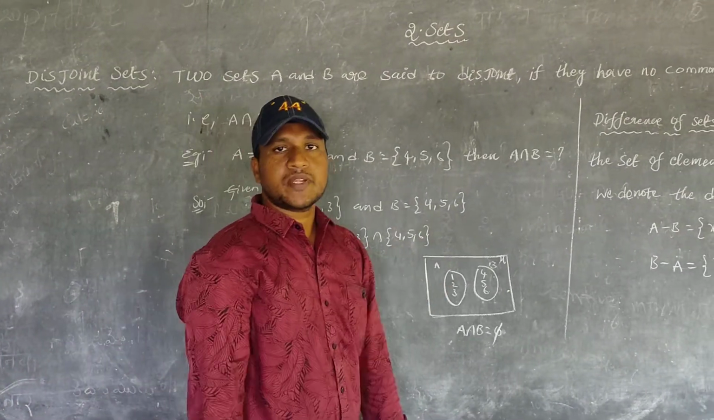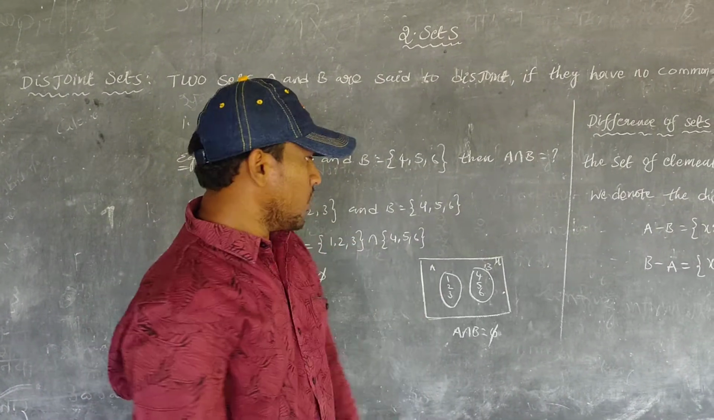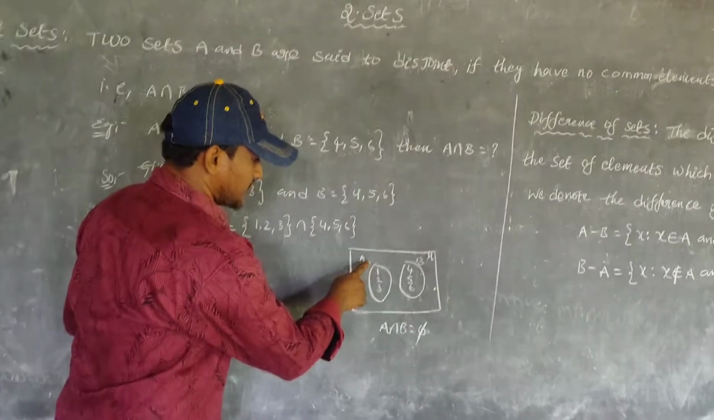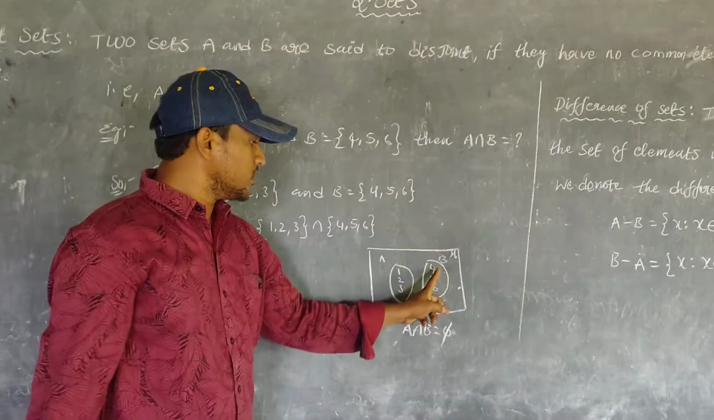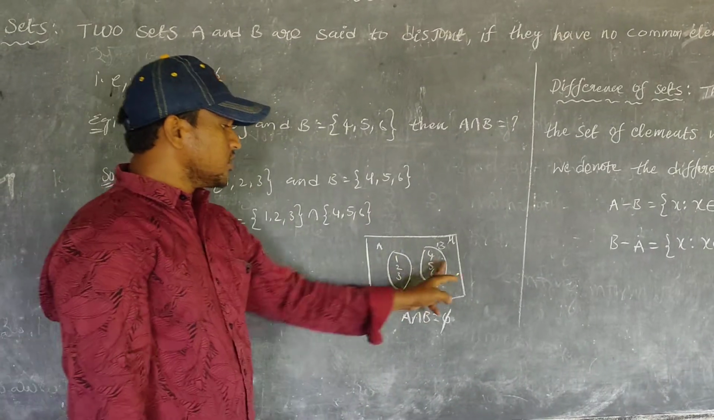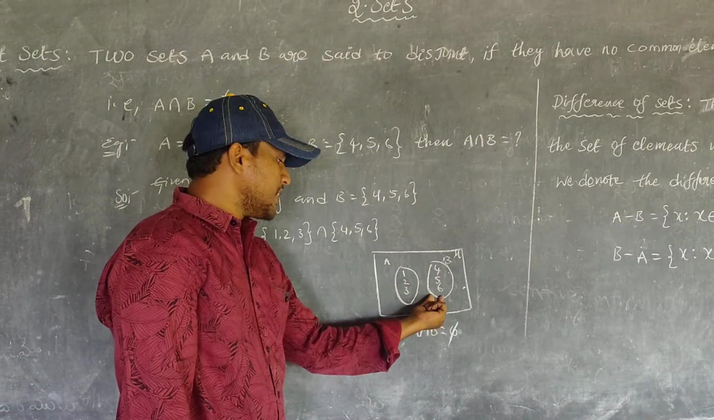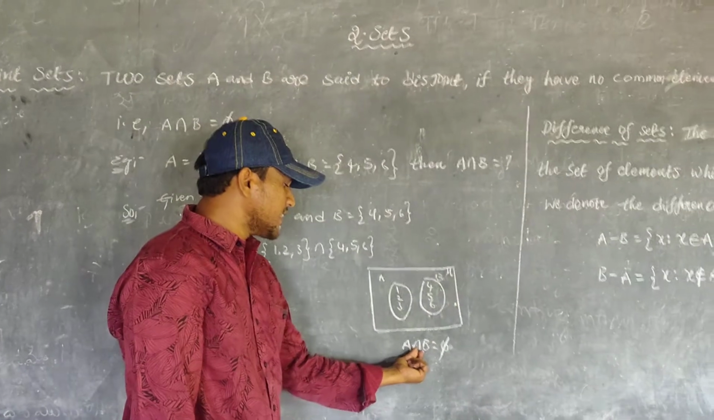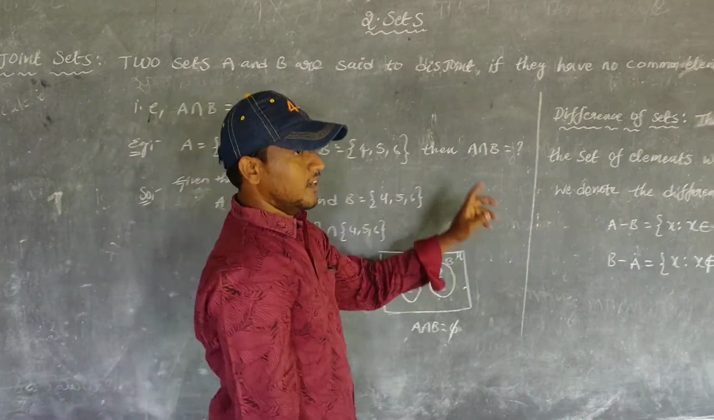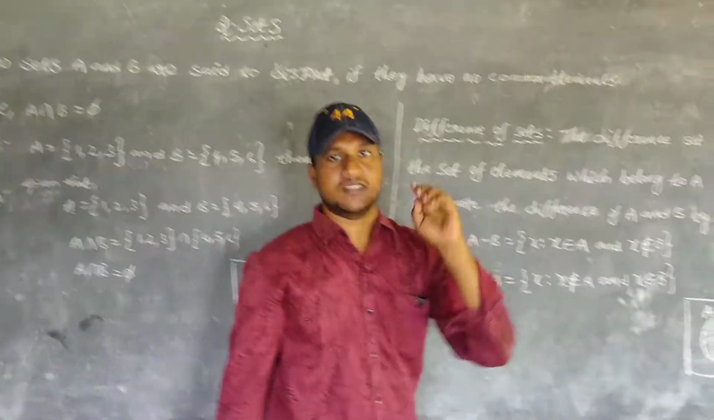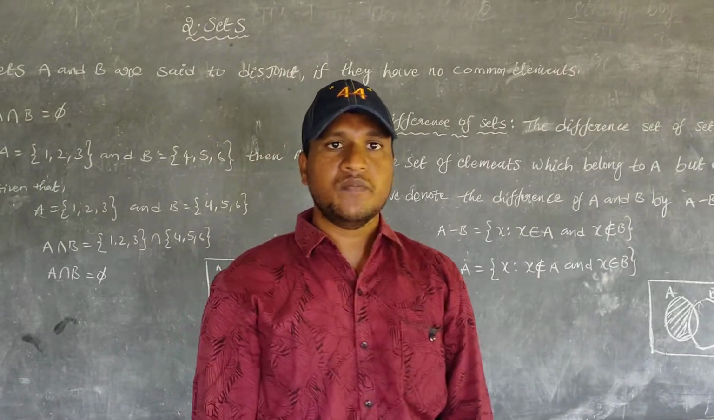Now the representation using a Venn diagram. Suppose a Venn diagram is drawn with set A and set B. Given set A is {1, 2, 3} and set B is {4, 5, 6}, there is no common element. That is the Venn diagram representation of A intersection B equal to phi. Next is the difference of sets.